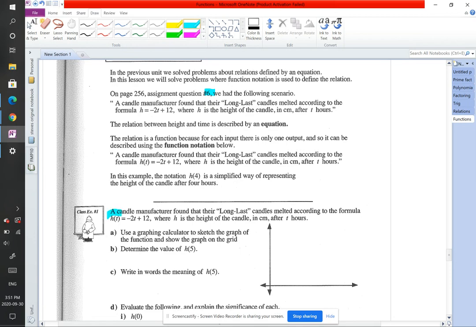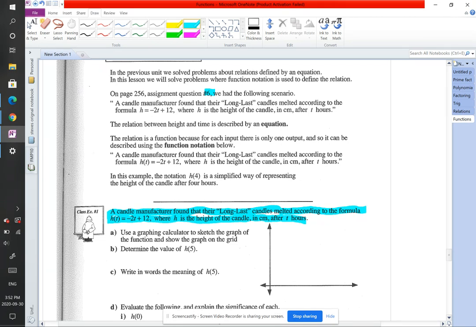So it says here, the candle manufacturer found that their long-last candles melted according to the formula h of t is equal to negative 2t plus 12, where h is the height of the candle in centimeters and t is the hours. Use a graphing calculator to sketch the graph of the function and show the graph on a grid.